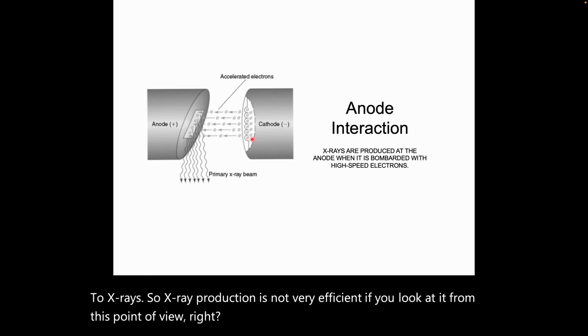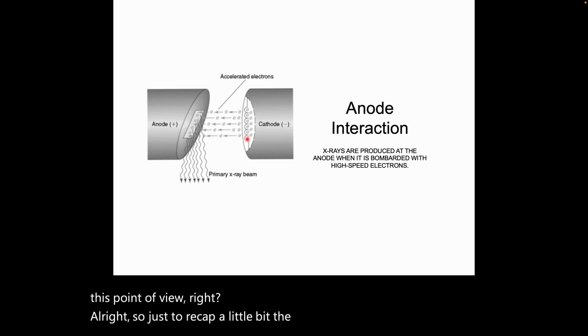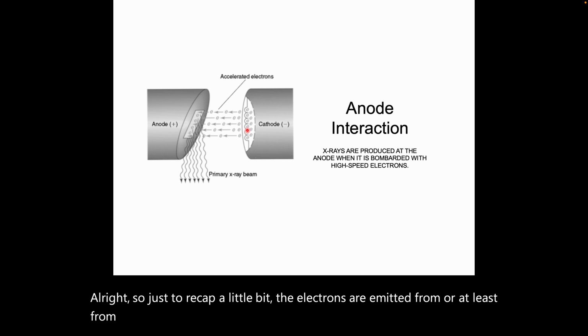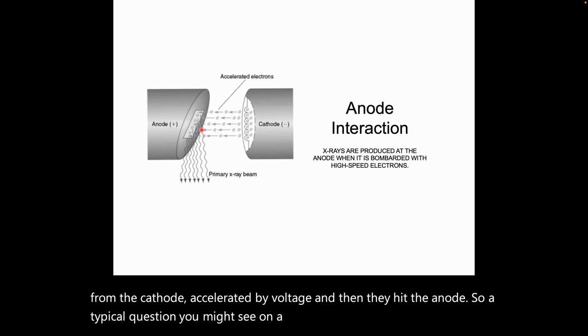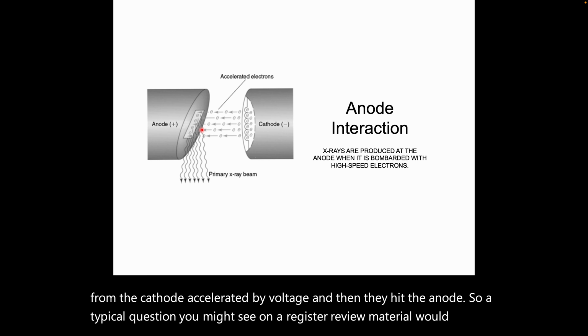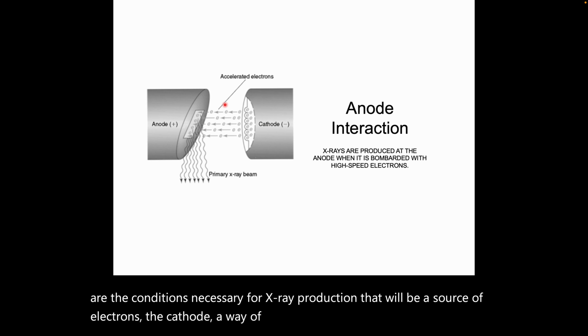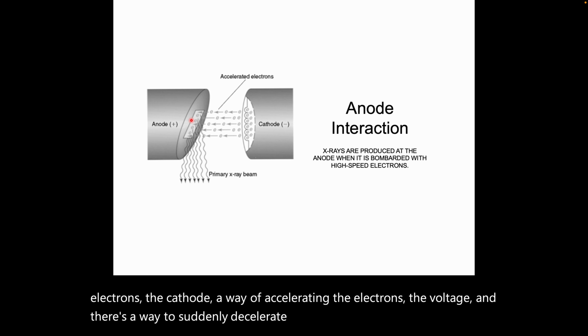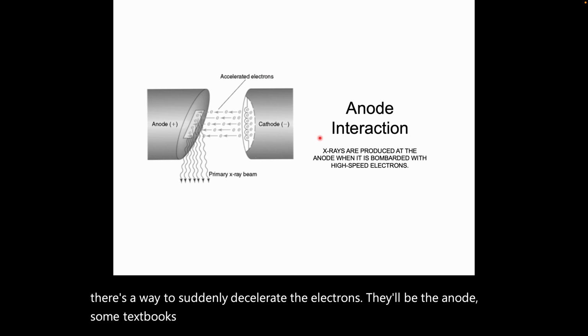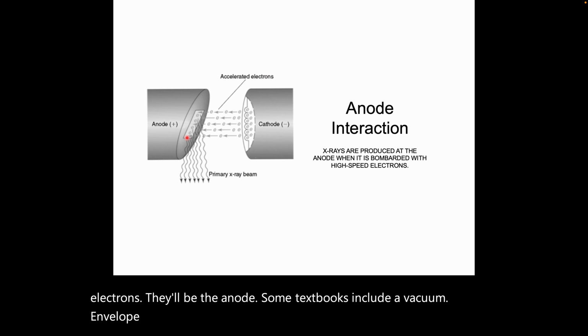All right, so just to recap a little bit, the electrons are released from the cathode, accelerated by voltage, and then they hit the anode. A typical question you might see on registry review material would be, what are the conditions necessary for X-ray production? That would be a source of electrons, the cathode, a way of accelerating the electrons, the voltage, and a way to suddenly decelerate the electrons, that'll be the anode. Some textbooks include a vacuum envelope, but we're just going to stop here for a little bit and look at what's happening at the anode, right?